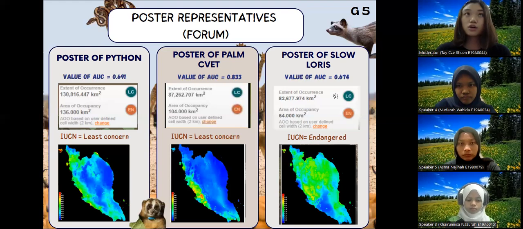Moreover, the status red list of any species can be identified from IUCN and also GeoCat based on different approaches. Lastly, the higher the AUC, the better the model performance.